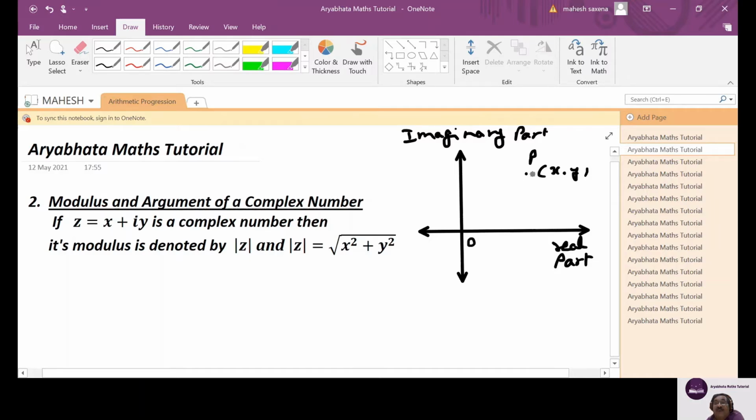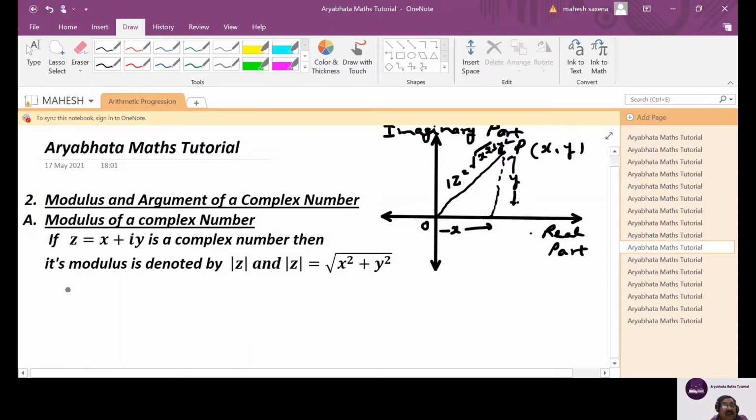Therefore, the distance between O and P is known as the modulus of z. If we draw a perpendicular here, this distance will be x and this distance will be y. Therefore, this distance OP will be under root x square plus y square. So if z is equal to x plus iy is a complex number, then modulus z is under root x square plus y square.